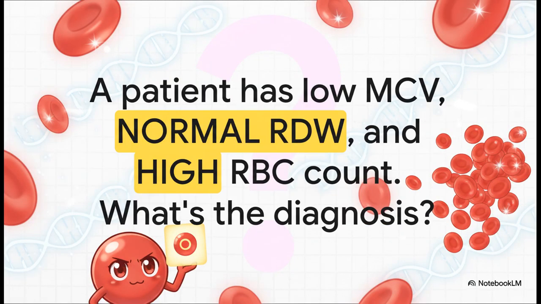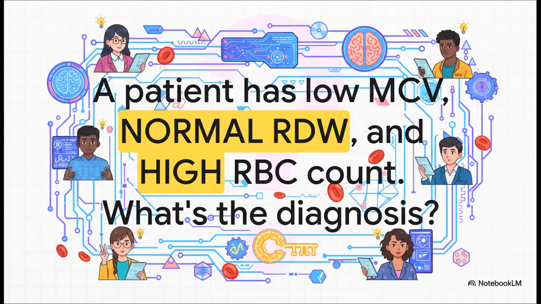Okay, so let's apply that logic to this final challenge. We have a low MCV, a normal RDW, and a high red blood cell count. Well, putting it all together, that pattern is screaming thalassemia trait. It just has to be. Understanding the why makes it crystal clear. Exactly. You've just cracked the code. You see? Now you have the framework to think, not just to memorize. And that is how you conquer these questions on exam day.